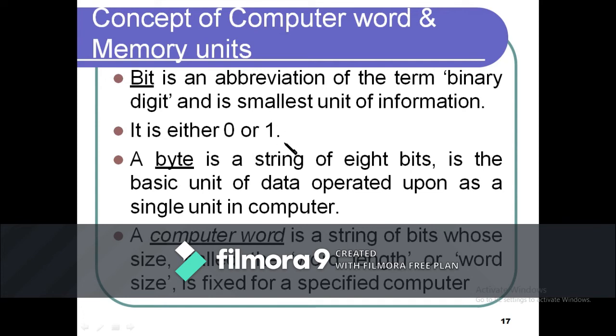This is the basic definitions, computer word and memory units. A bit is an abbreviation of the term binary digit, and it is the smallest unit of information. It is either 0 or 1.